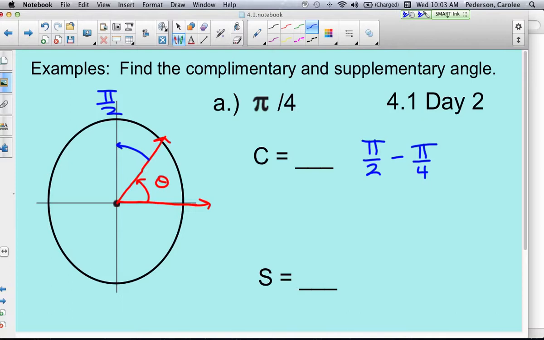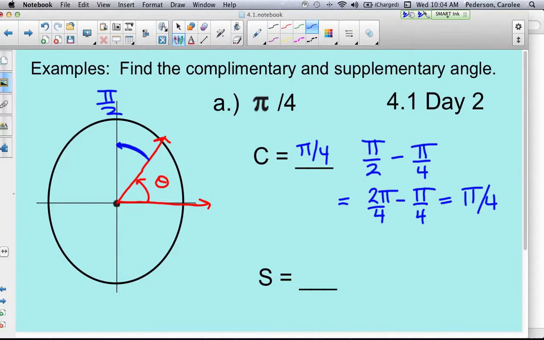and possibly the uncomfortable piece is now unlike denominators with this. We have to convert these to like denominators, so I'm going to increase the numerator and denominator by 2. So now this is 2 pi over 4 minus pi over 4, which is pi over 4. So that's what this blue distance is right here. So pi over 4 radians.